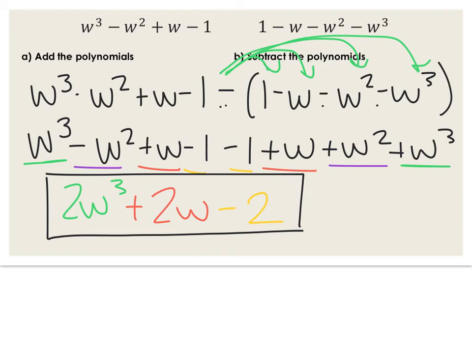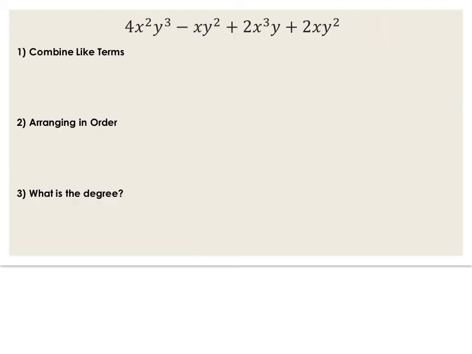Taking what we know about adding and subtracting, we're going to move to a different kind of problem. With this problem, we need to do three things. The first thing we're going to do is combine like terms. Then we're going to take that answer and make sure it's in order. So I'm going to talk about what that order looks like. And then once it's in order, we're going to decide what the degree is.